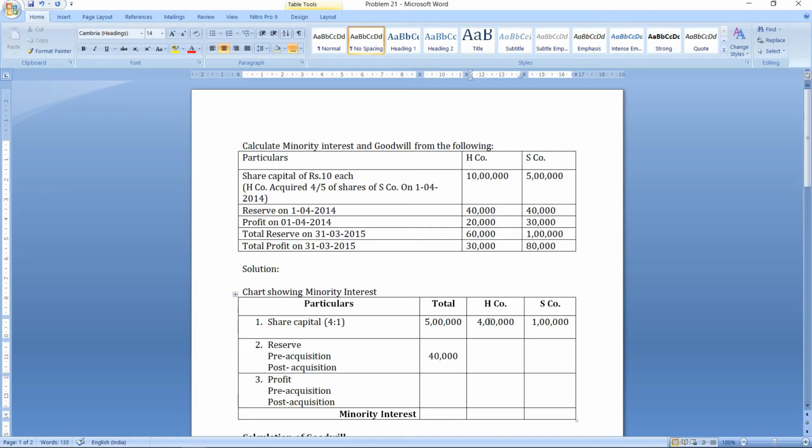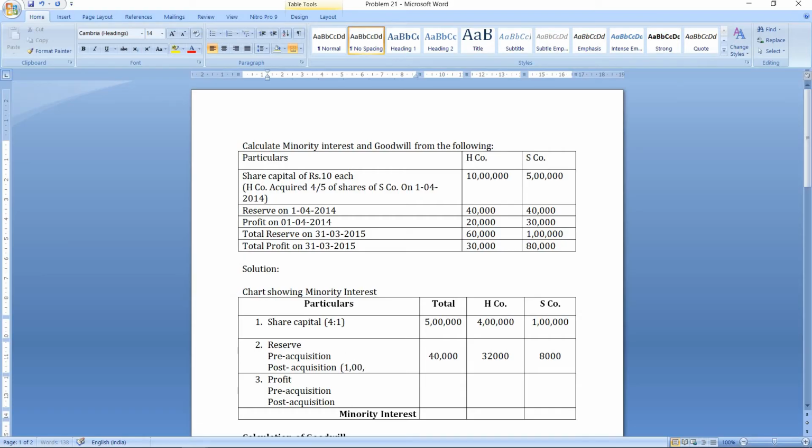This also we have to divide in the ratio between H company and the minority. So 40,000 into 4 divided by 5, that will be 32,000, and the remaining 40,000 into 1 divided by 5, that will be 8,000. So this is the interest of remaining shareholders. Now we have to calculate post-acquisition reserve. The total reserve of S company is 1 lakh. This is at the end of the year.